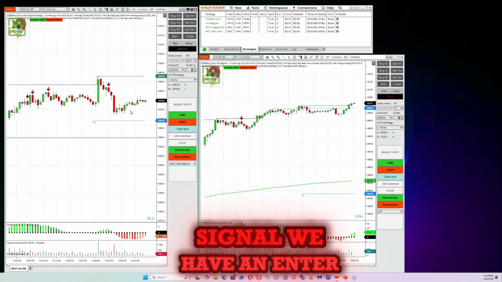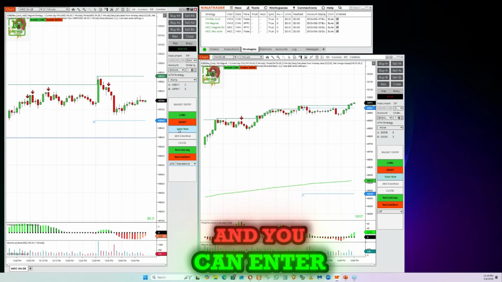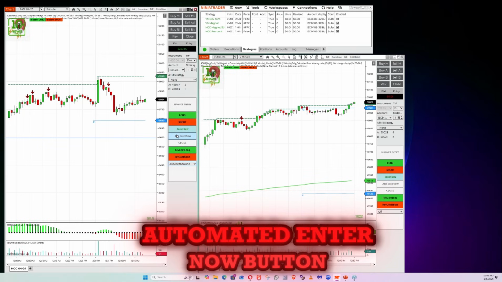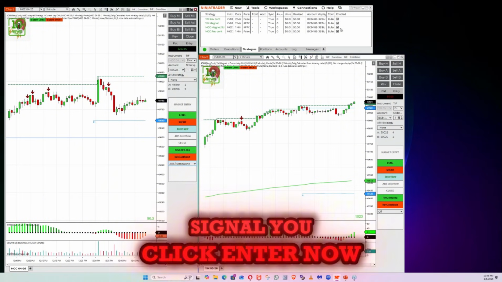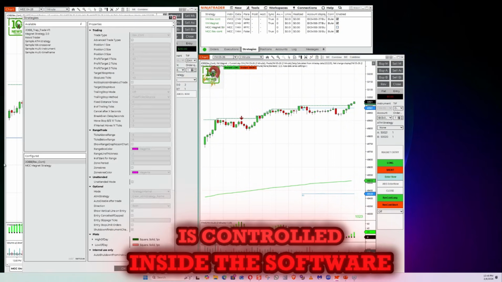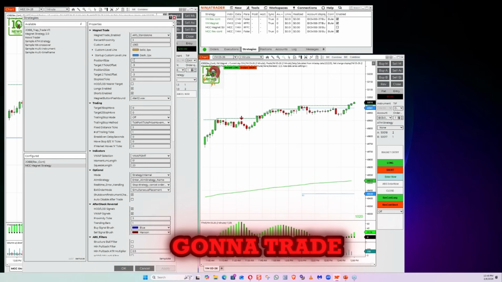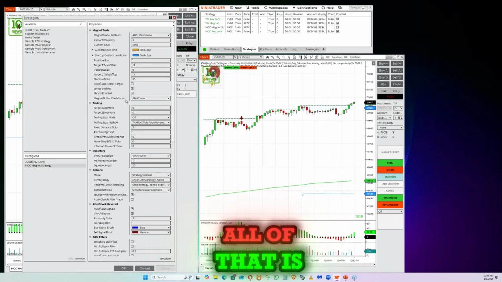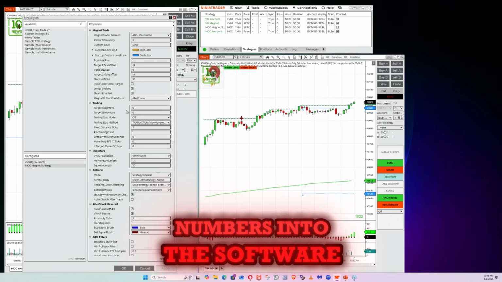When you get a signal, we have an enter now button, and you can enter now, or it's really ARS enter now, our automated enter now button. When you get a signal, you click enter now, and the trade setup is controlled inside the software. How many positions you're going to trade, how many ticks you want for your target, all of that is easily controlled by just entering simple numbers into the software.